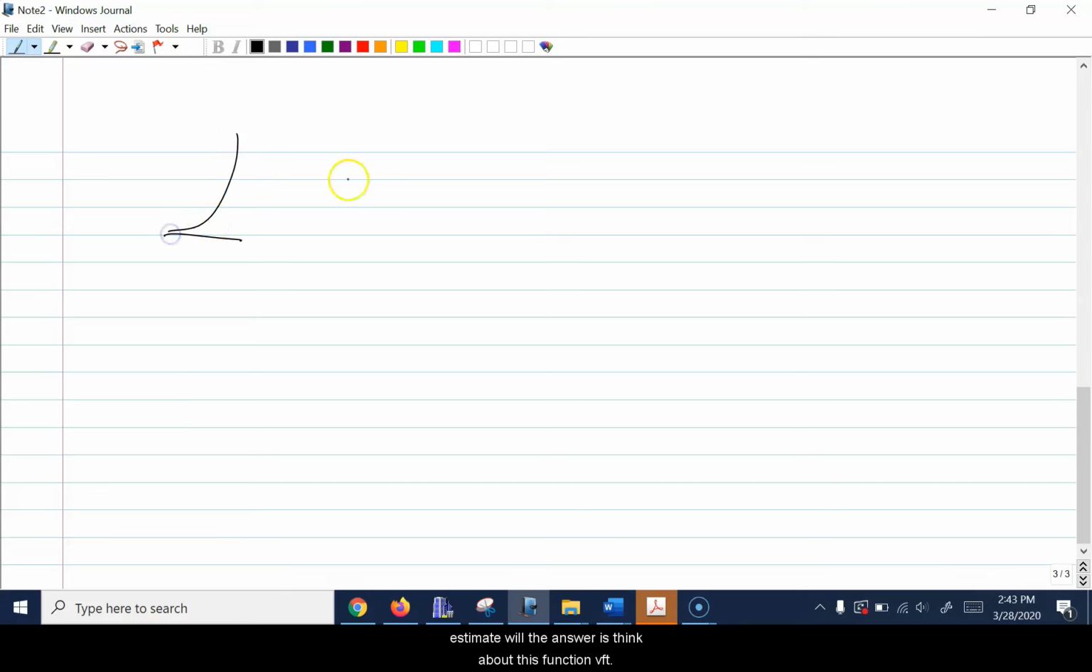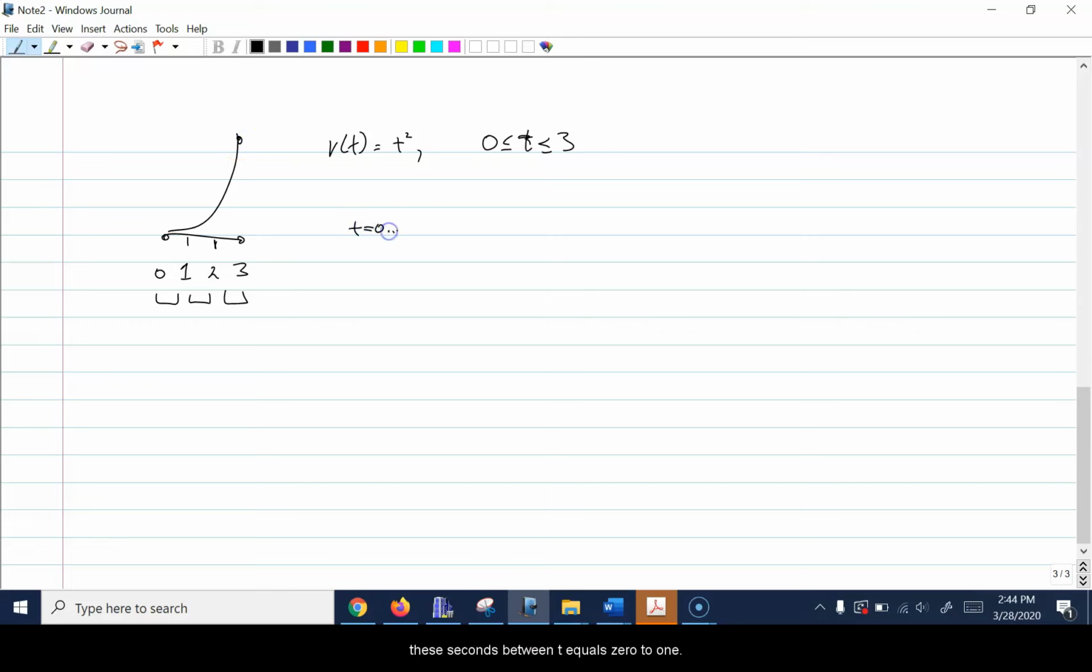Well, the answer is, think about this function v of t is t squared from 0 to 3, and cut that into smaller pieces. Instead of saying it was going at most this fast over the entire 3 seconds, I want to cut the time into 3 1-second chunks and ask how fast was the fly traveling on each of these seconds. Between t equals 0 to 1, v of t goes from, what's v of 0? V of 0 was 0, to v of 1 is 1.